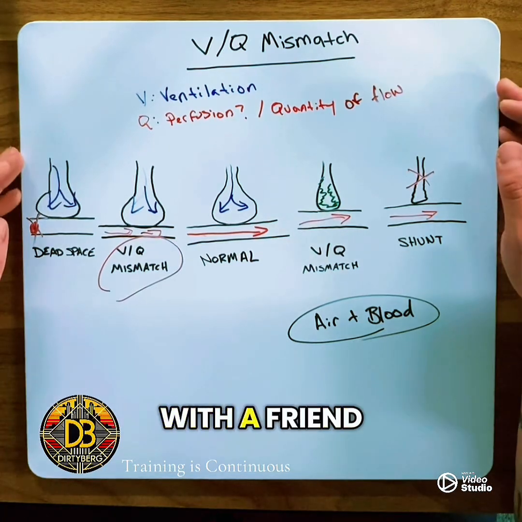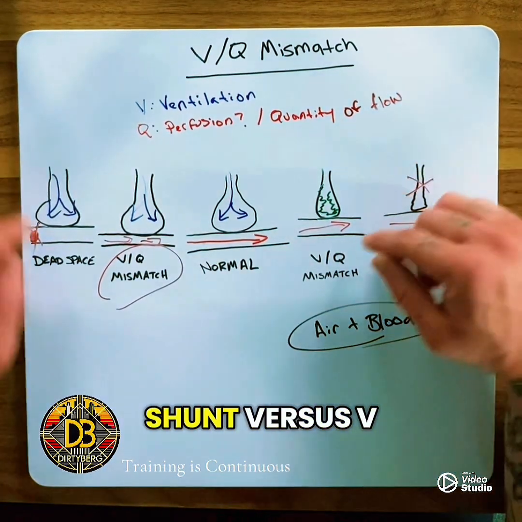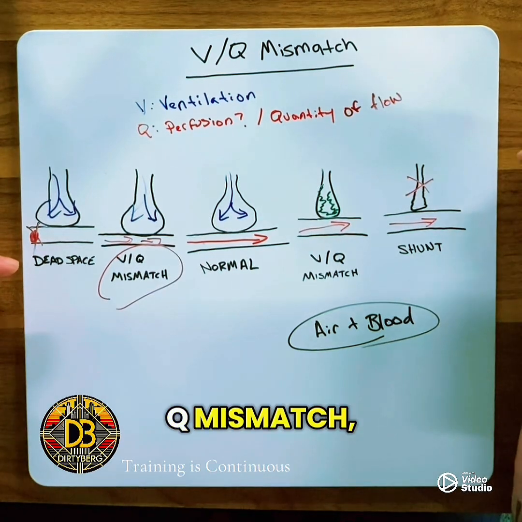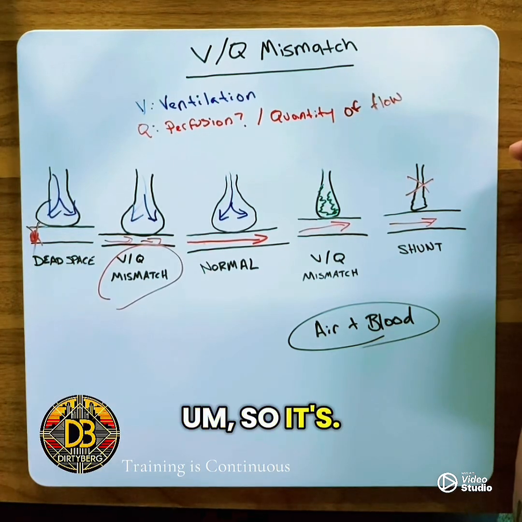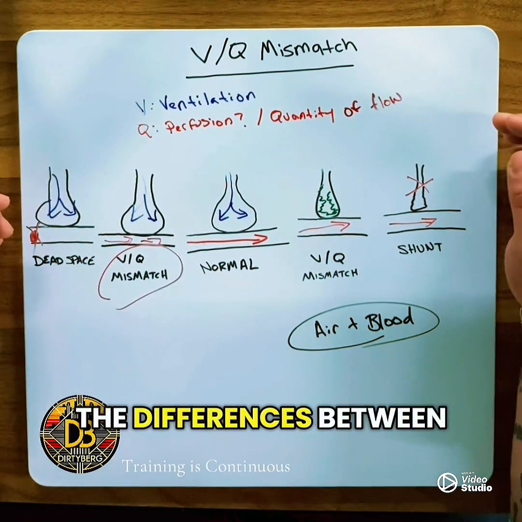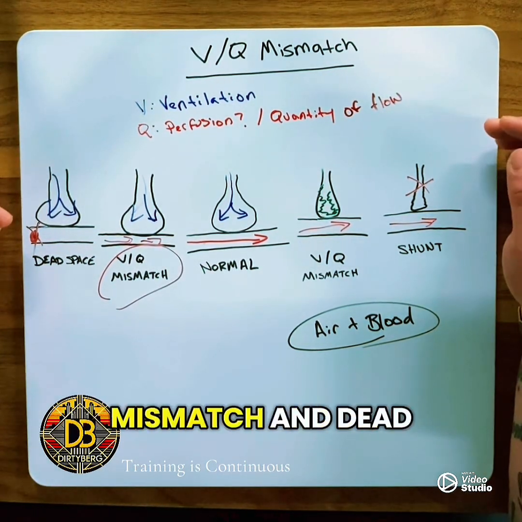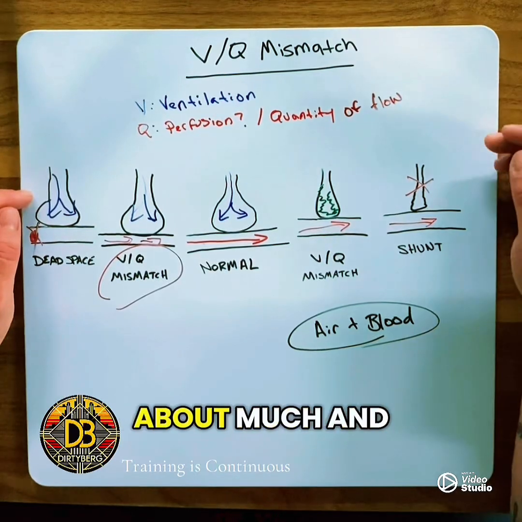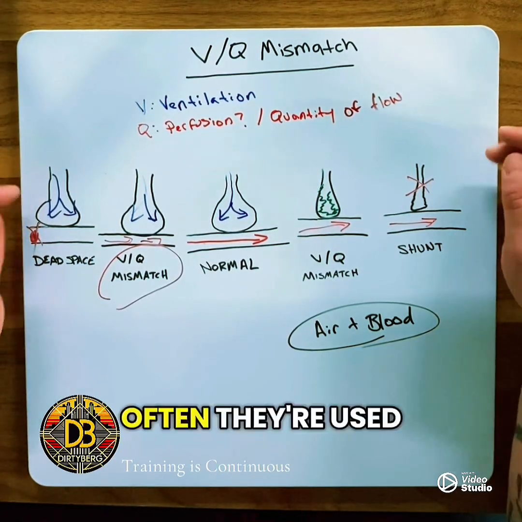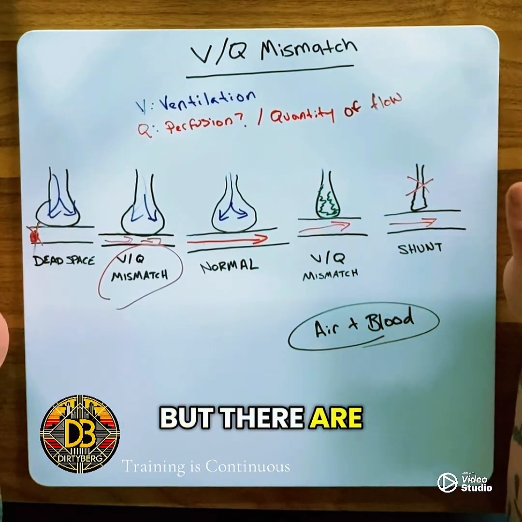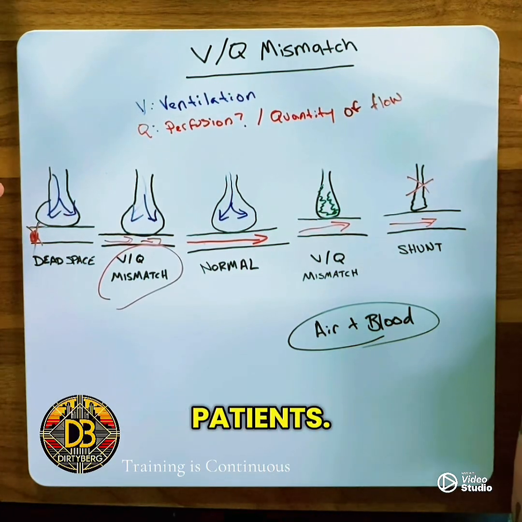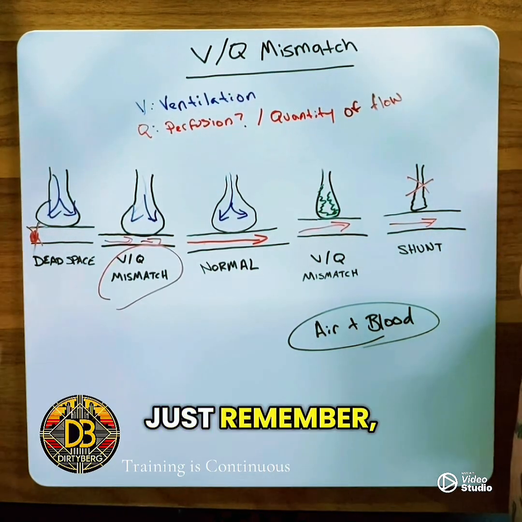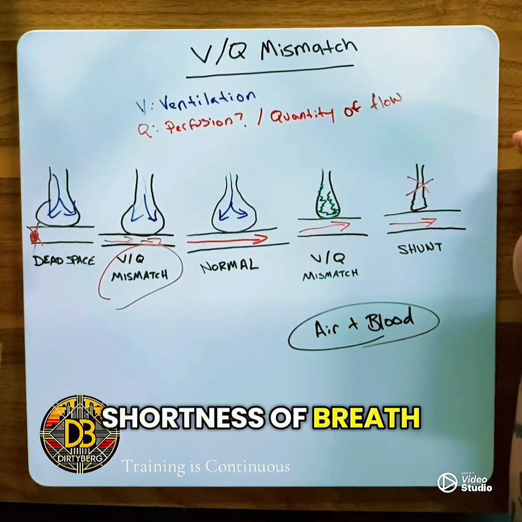I was going over something with a friend who was kind of confused on shunt versus VQ mismatch, and I figured I'd talk about it here. It's difficult to understand sometimes the differences between the types of mismatch and dead space, which isn't talked about much, and shunting. Often they're used interchangeably, but there are differences in the actual etiology and how we're treating these respiratory patients. Just remember, there's no such thing as a shortness of breath patient.